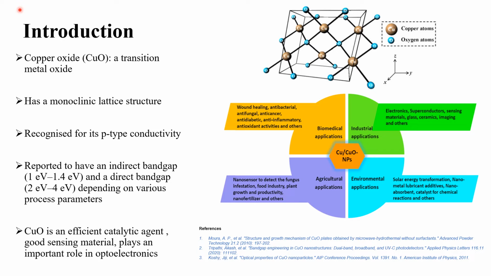For example, this oxide is considered an efficient catalyst, and copper oxide nanoparticles have been good sensing material and play an important role in optoelectronics. Different applications of copper oxide nanoparticles in different fields are shown in this figure.